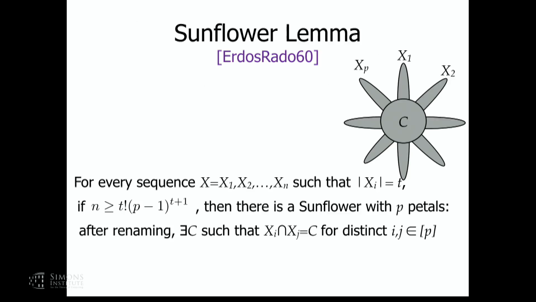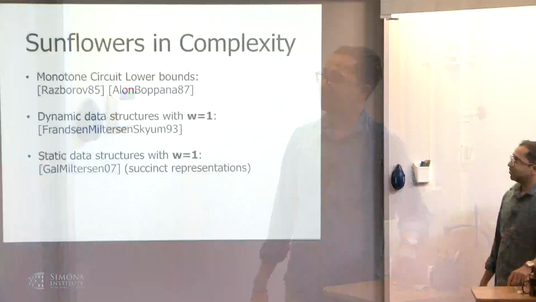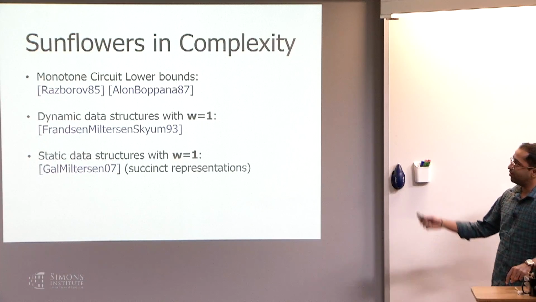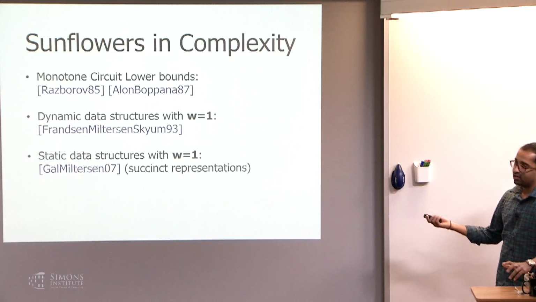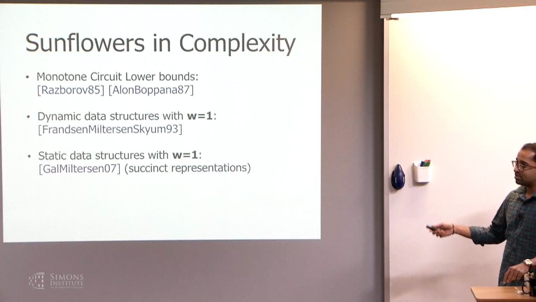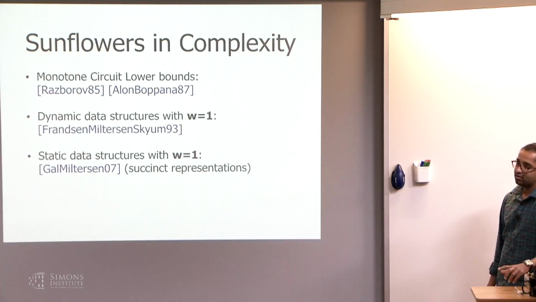Also, I should say that it's not something new. Sunflowers have been used in complexity a lot, for instance in the case of monotone circuit lower bounds. In fact, they have also been used in the context of data structure lower bounds, in both dynamic and static data structure lower bounds in the bit probe model, and we apply it in a very similar way to how it was used before.